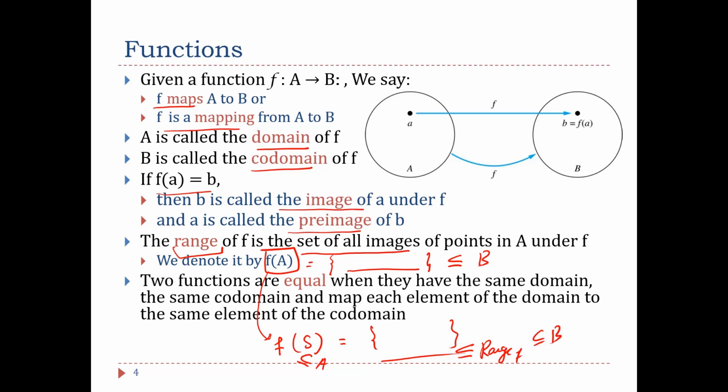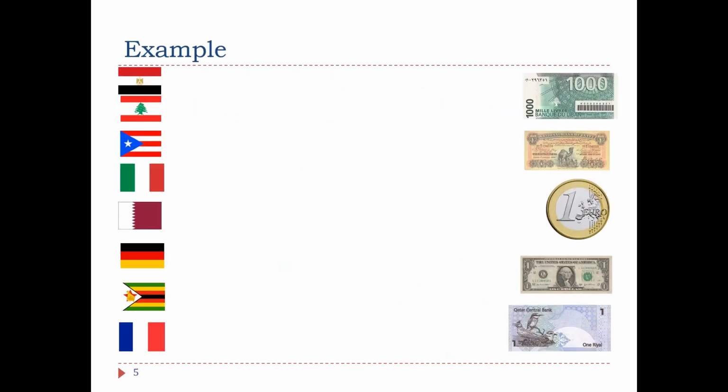Two functions are equal when they have the same domain, the same codomain, and they map each element of the domain to the same element of the codomain. Okay, good. We started considering a few examples.